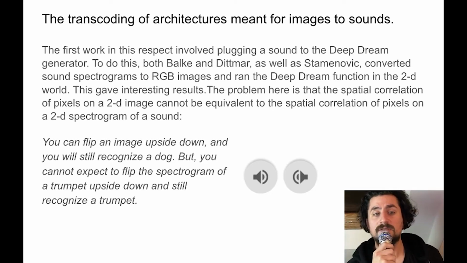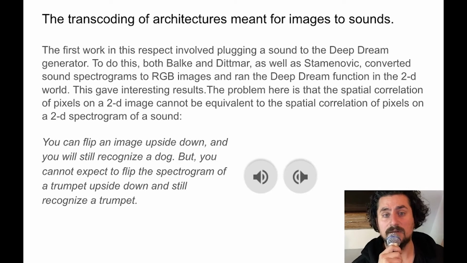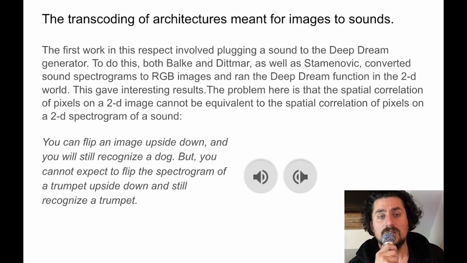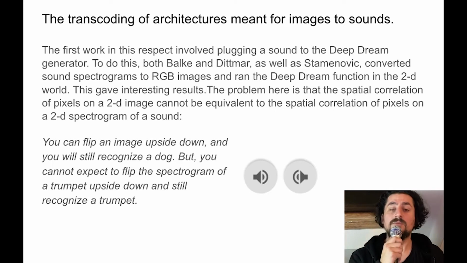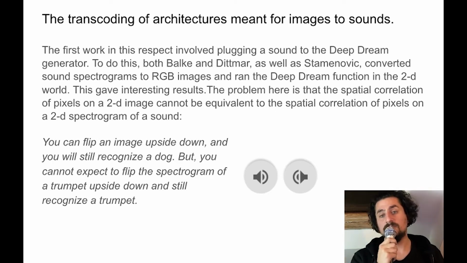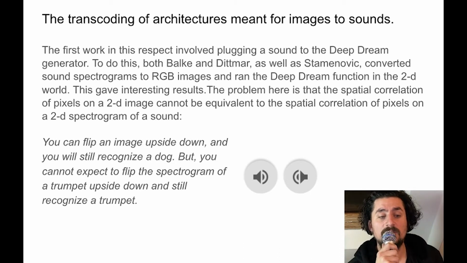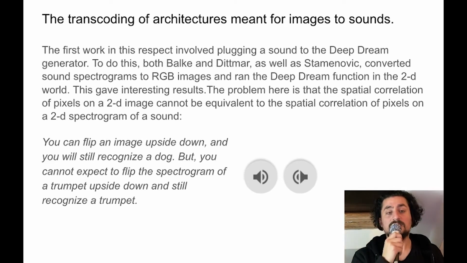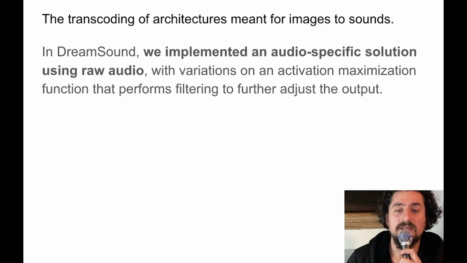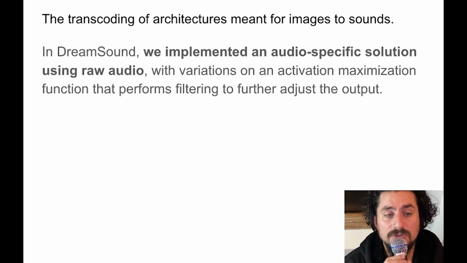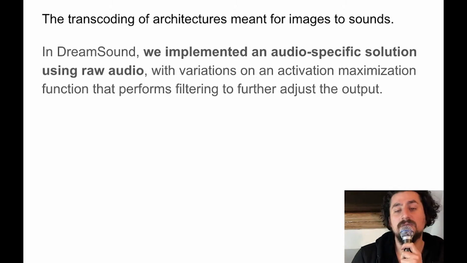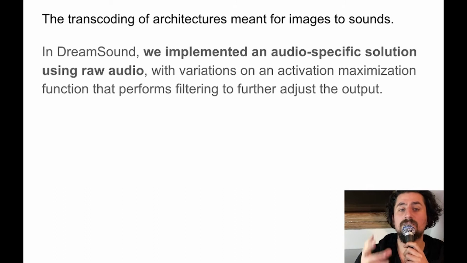To do this, both Balke and Dittmar, as well as Stamenovich, converted sound spectrograms to RGB images and ran the Deep Dream function on the two-dimensional world. This gave interesting results. The problem here is that the spatial correlation of pixels on a two-dimensional image cannot be equivalent to the spatial correlation of pixels on a two-dimensional spectrogram of a sound. We implemented an audio-specific solution using raw audio with variations on an activation maximization function that performs filtering to further adjust the output.